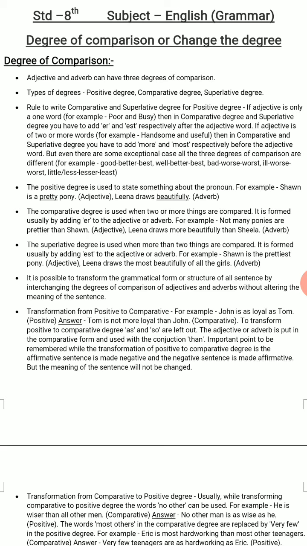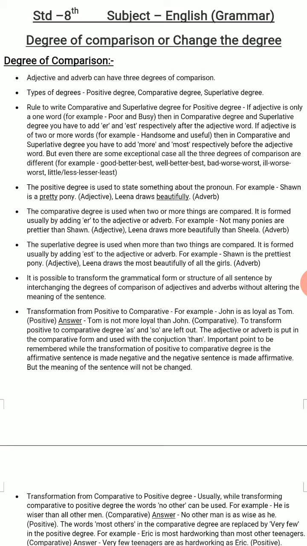Worse, worst. Same for little and less. Both are 2 different words, but still their answer for comparative degree and superlative degree are the same. So these rules are to be kept in mind, that where you have to use ER, EST, more, most, and where you can find a different word in comparison to the other.